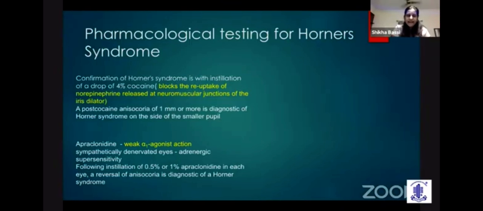We've seen the denervation supersensitivity in Adie's. Similarly, here there is a denervation supersensitivity because of which the Horner's pupil dilates and the other pupil, the normal pupil, does not dilate.